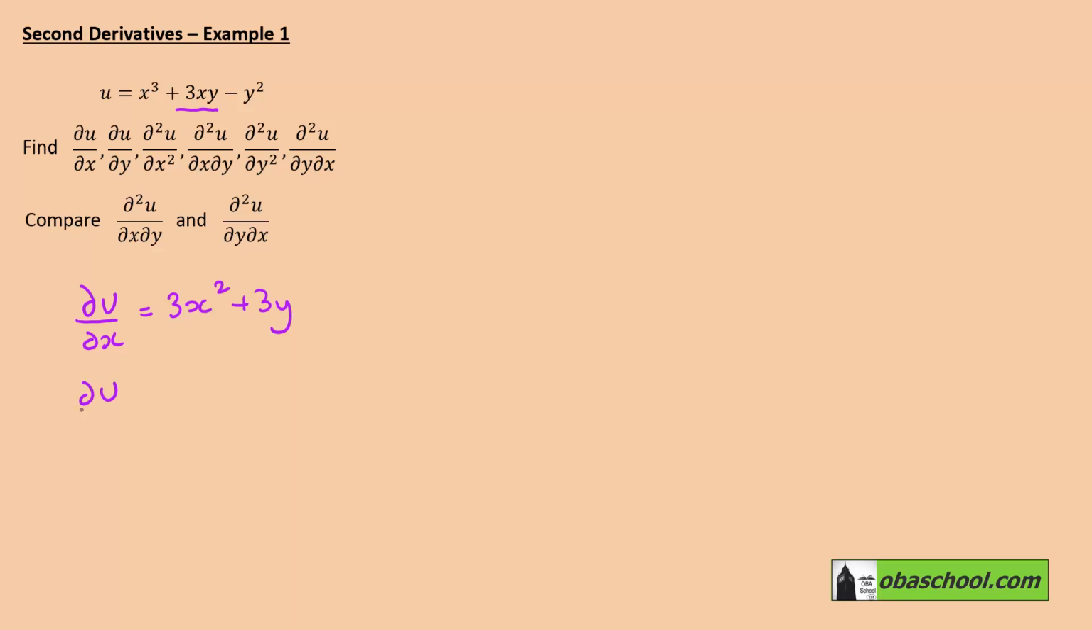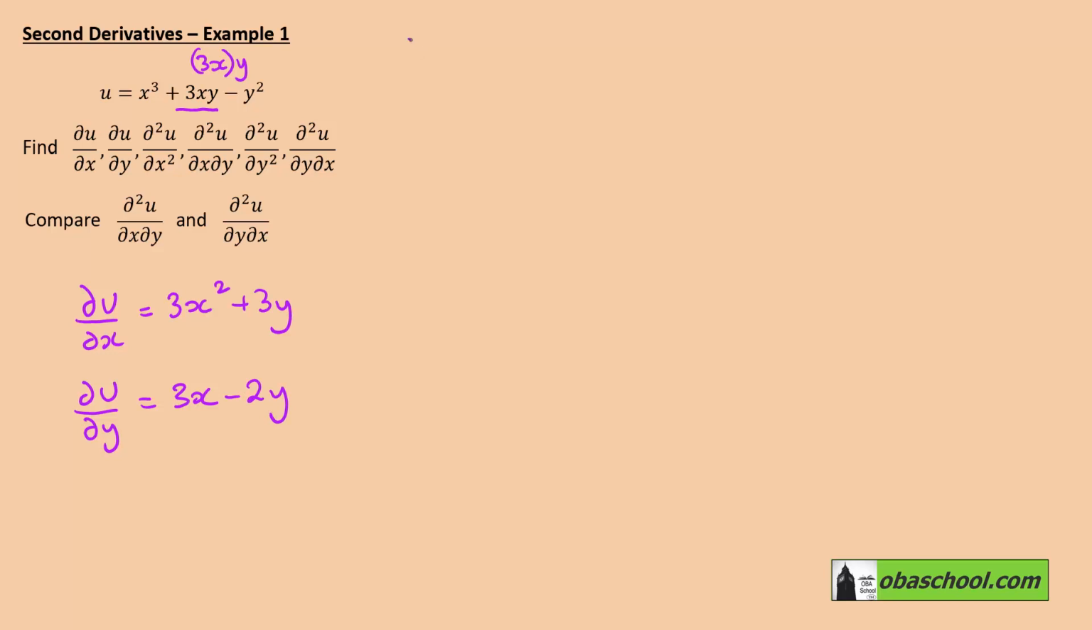Now, let's do du dy. So the x cubed term at the beginning will be considered to be a constant, that will disappear. For the 3xy, we're considering now the 3x is a constant, so when we differentiate, that will just become 3x, and then we're going to get minus 2y.